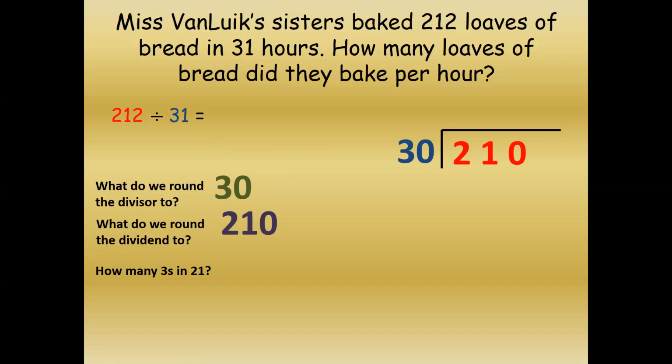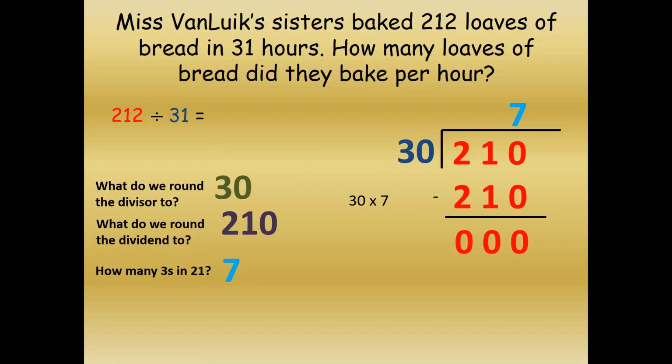So you go 3, 6, 9, 12, 15, 18, 21. So it'd be 7 times. So that means our 7 would go above the ones place because we know that there is no zeros going to be added to this. So what is 30 times 7? 30 times 7, go through your 3 times tables and add a 0 onto the end of it. So it'd be 210. So we'd subtract 210 from 210, which would equal 0 with no remainders.